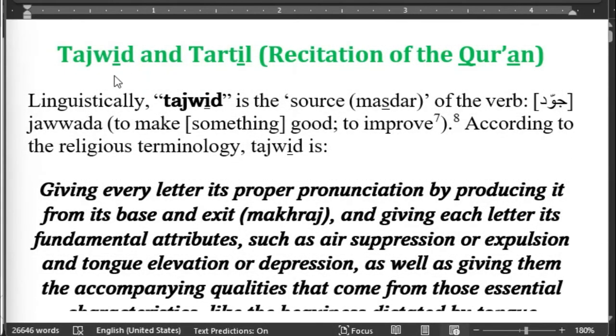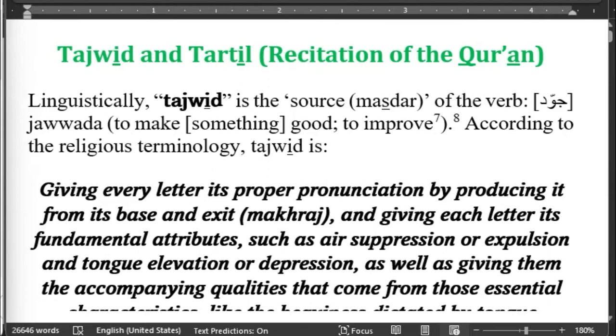And so the author said, Tajweed and Tartil, recitation of the Quran. So we're going to talk about Tajweed and Tartil. Linguistically, Tajweed is the source of the verb jawwada, to make something good or to improve, from the word jayyid, which means good. So tajweed is to make something jayyid. That's the linguistic meaning.